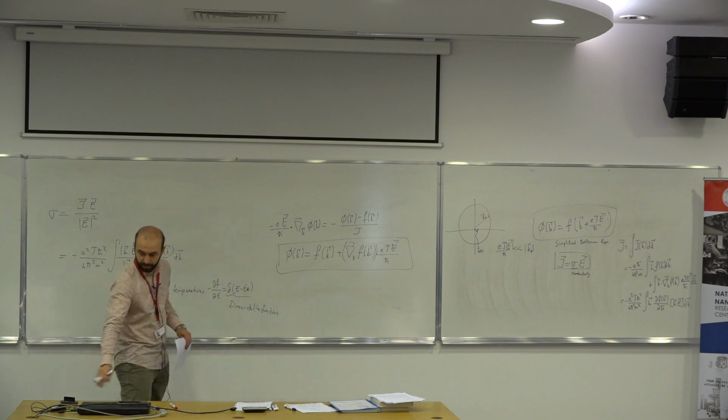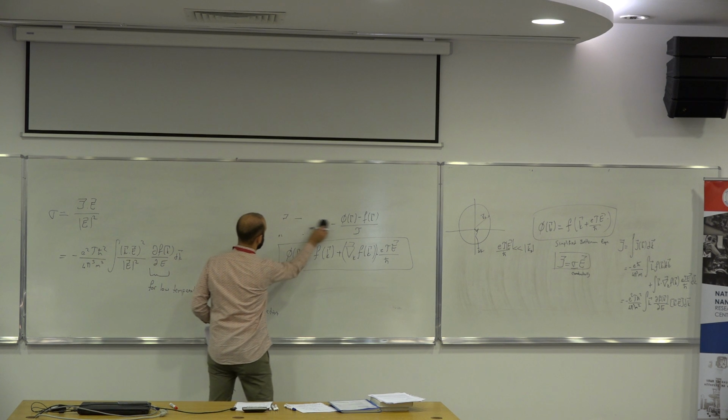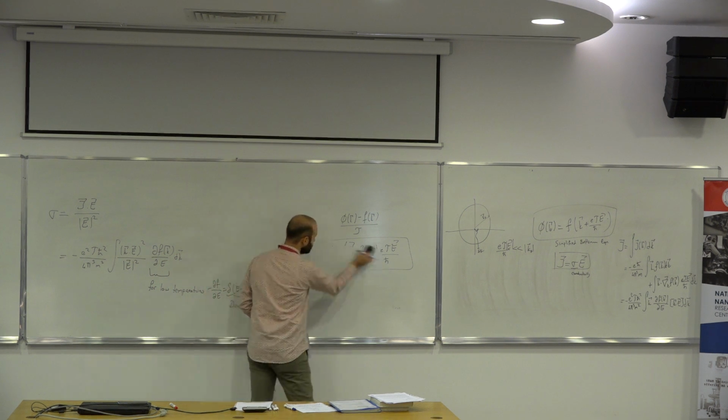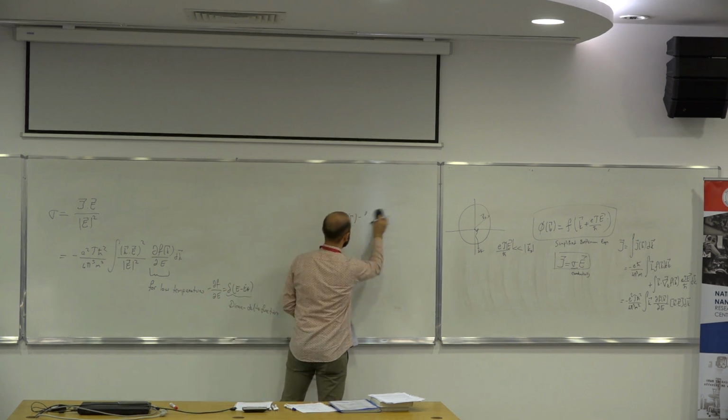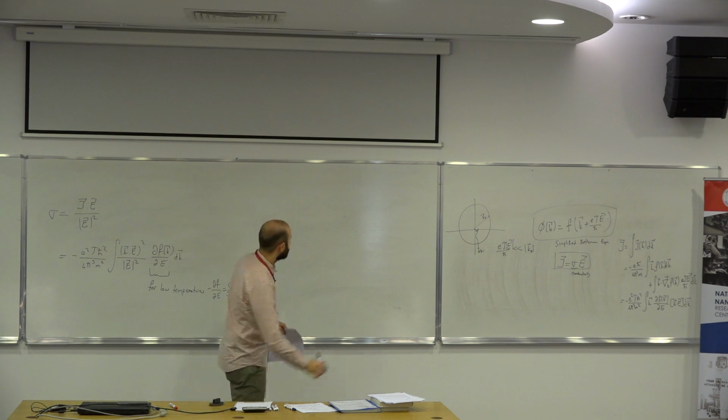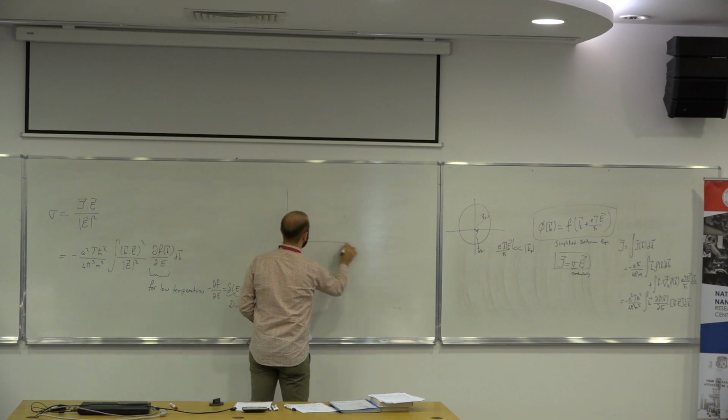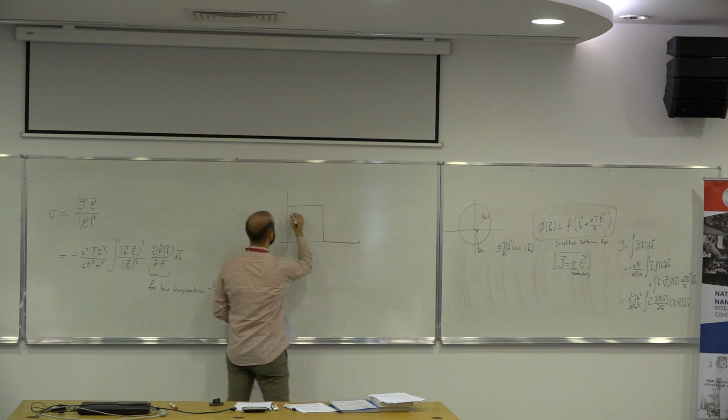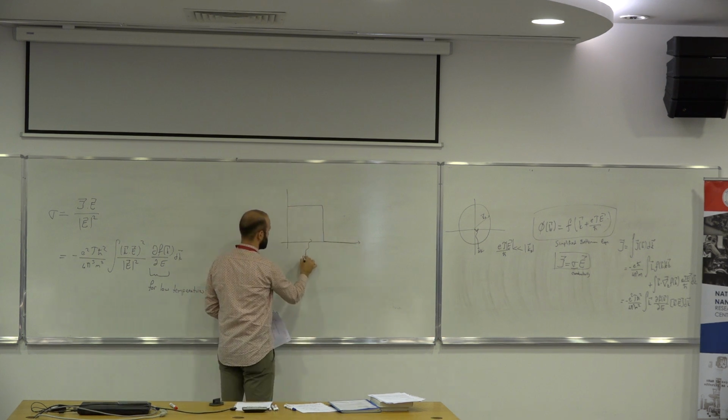Let me explain what it is and what it looks like. So at low temperatures, my Fermi-Dirac distribution looks like a step function, okay? So this is called a step function.